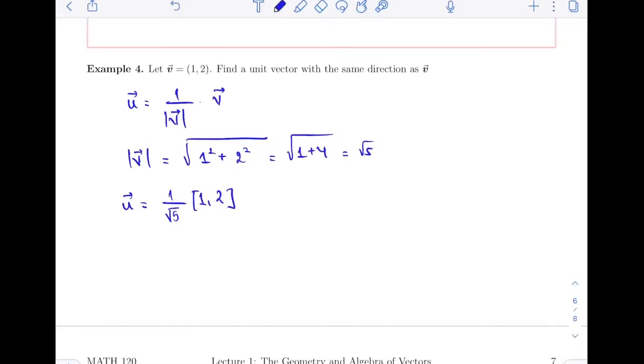This still shows that u is the unit vector of the given vector v, or you can distribute the constant 1 over square root of 5 into the bracket to have a new vector, 1 over root 5, comma 2 over root 5. And this is the unit vector of the vector v equal to 1, 2.